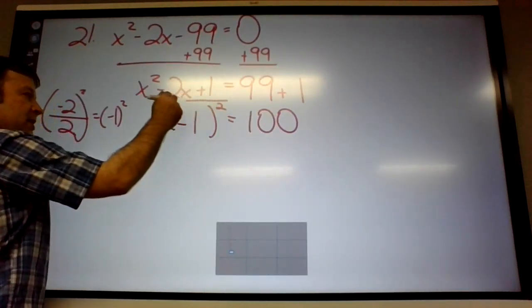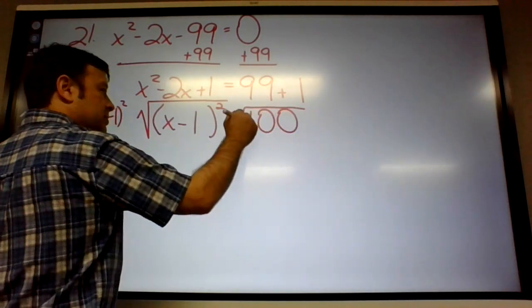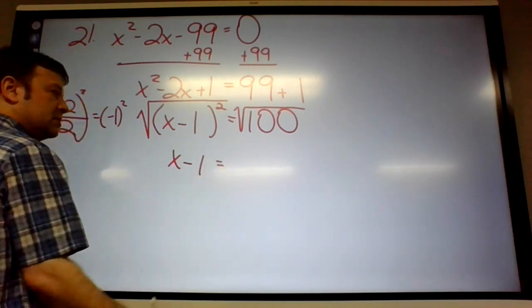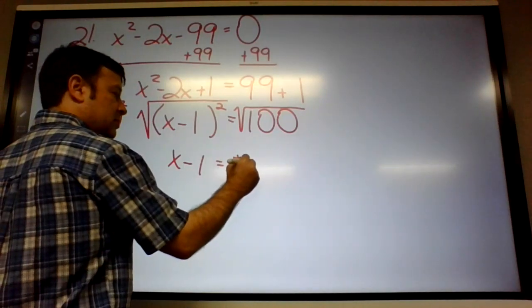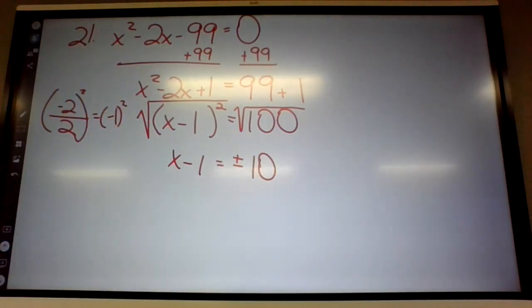Get rid of the square. Square root. X minus 1 equals plus or minus 10.